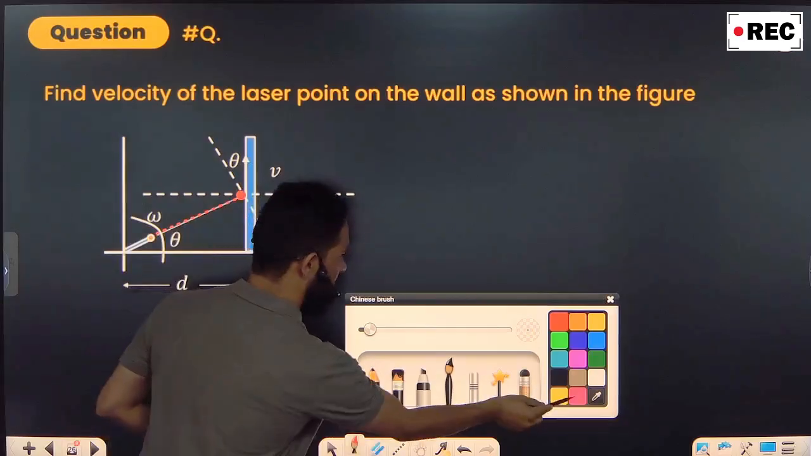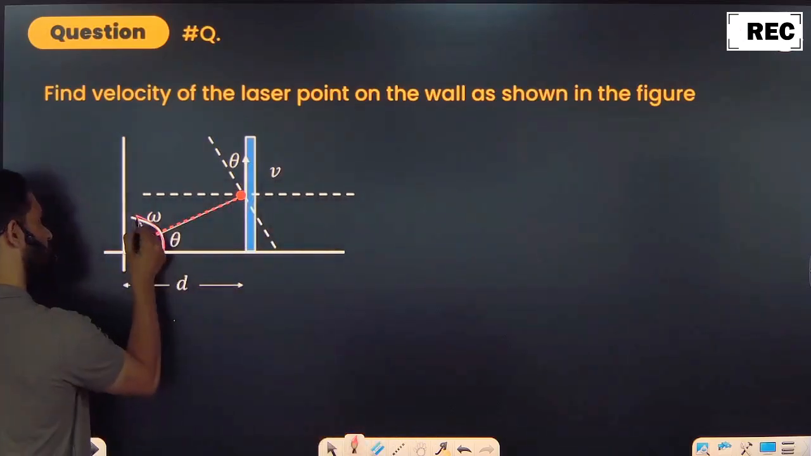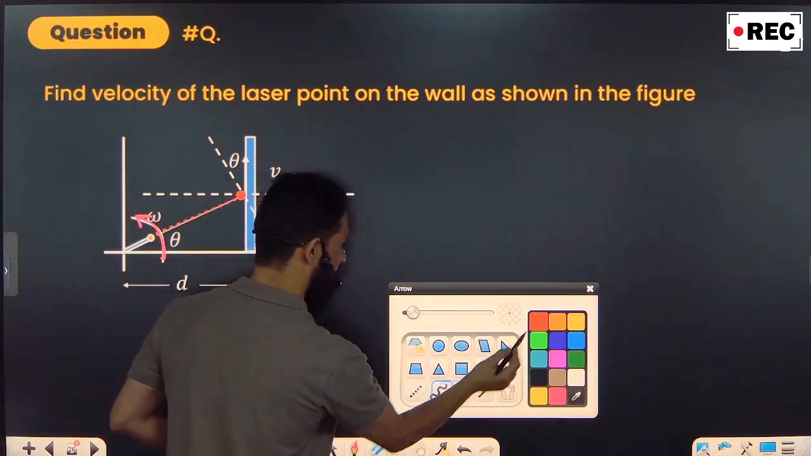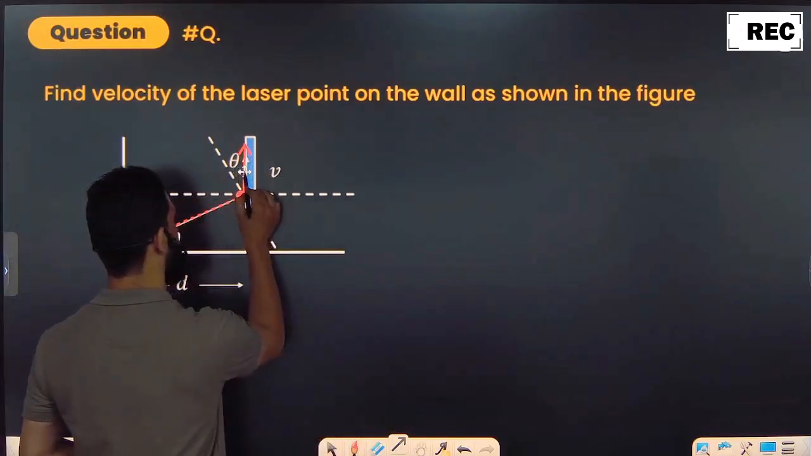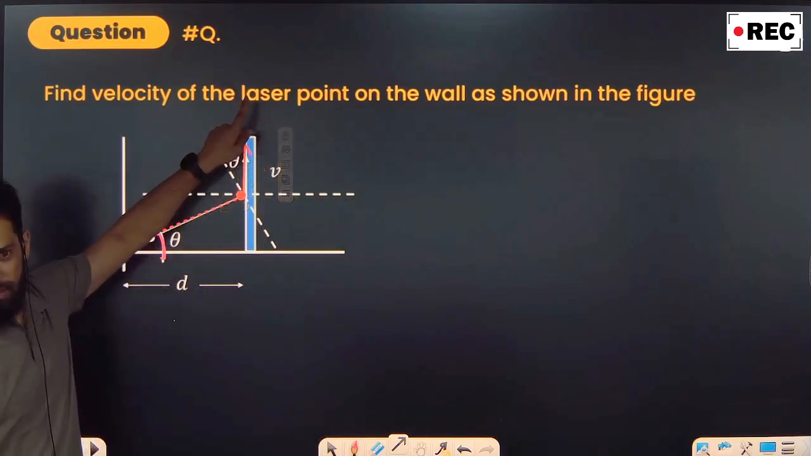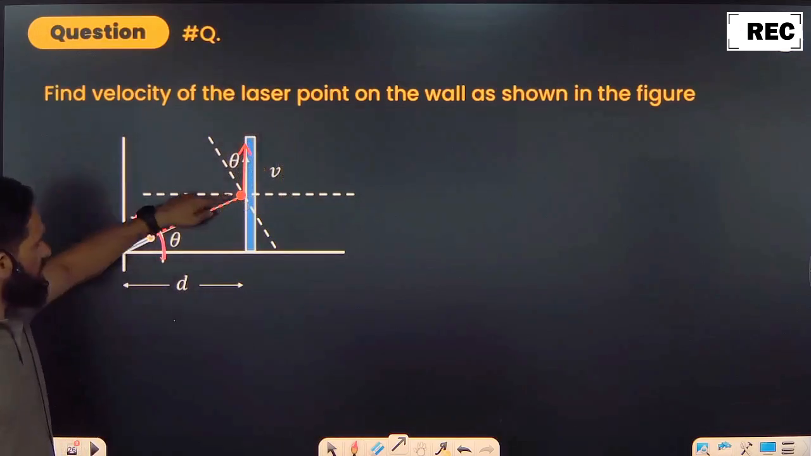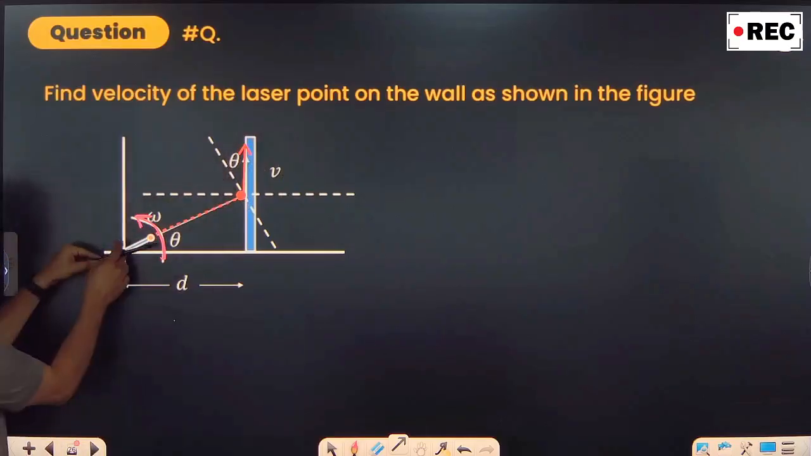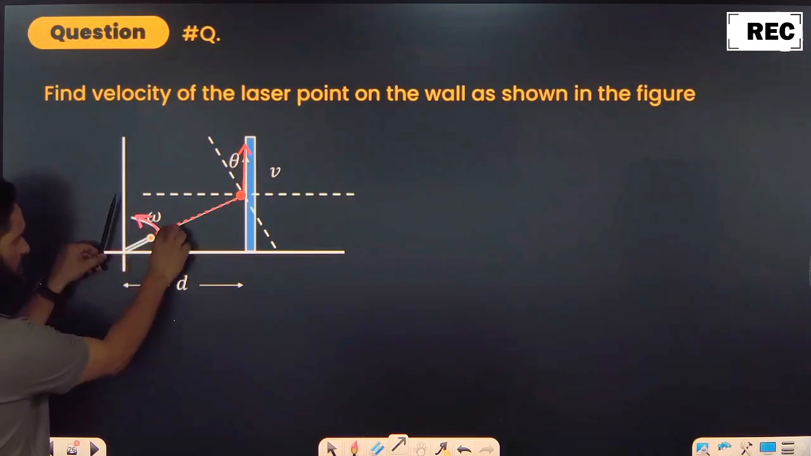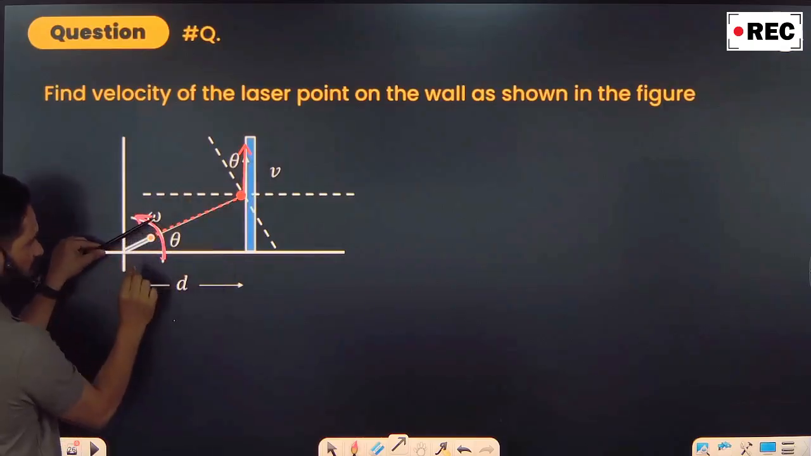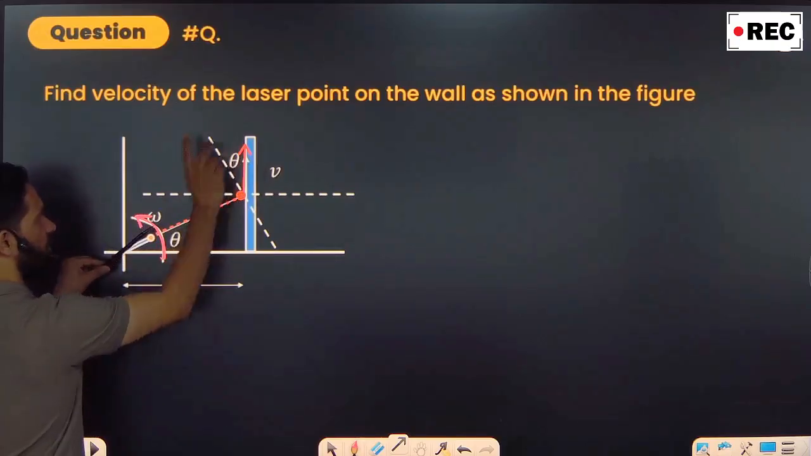That means by giving omega to this laser in the anti-clockwise direction, the velocity of this point is actually where? Upwards. Obviously this dot will go sticking to the wall, the laser dot, right? Now it is asking what is the velocity of this dot which is going up? You are rotating the laser by omega at this moment when this is theta, this is d, this is v. So you are expected to find out how much is the velocity of it.